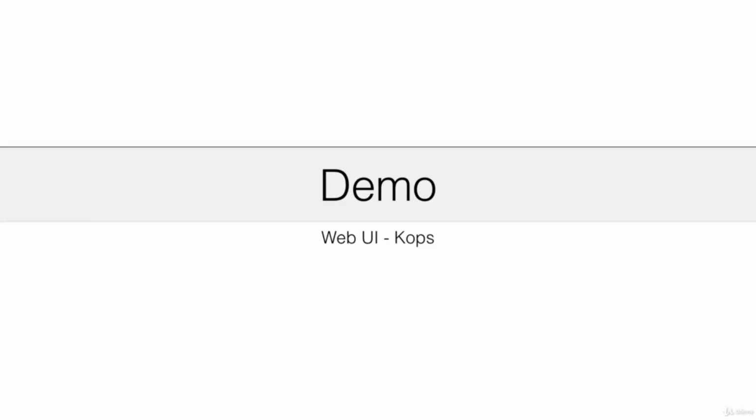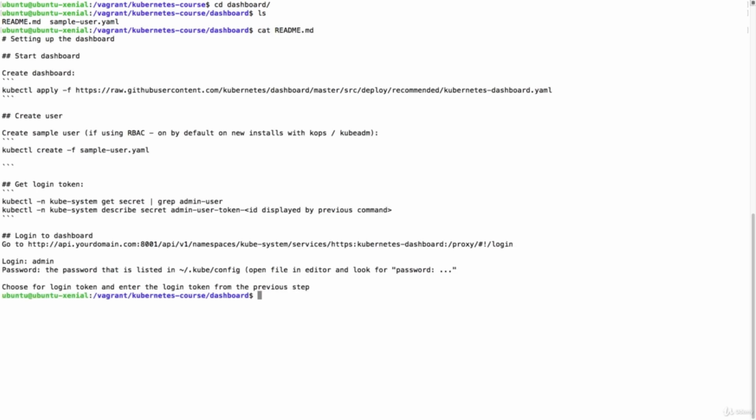In this demo, I will show you how to add the WebUI in Kops. In my Vagrant Kubernetes course, my Git repository, I have a directory dashboard. In this dashboard, I have a README that you can use to start your dashboard on Kops. In earlier releases of Kops, it was pretty easy to start a dashboard, but in newer releases, they added RBAC by default. So you have to also add a user to be able to log in.